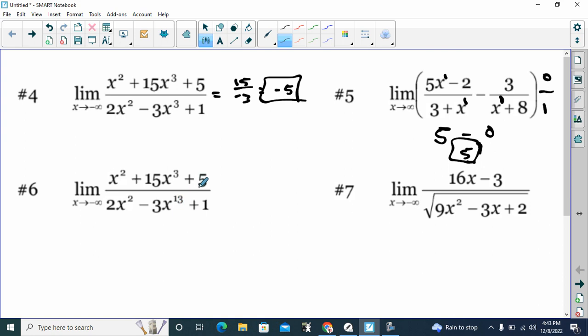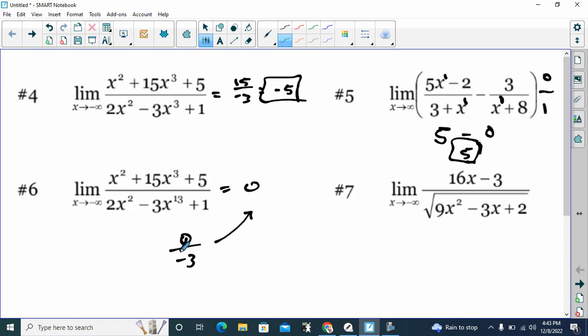This one over here, similar to the one we just talked about, the highest power on the top is 3 and on the bottom is 13. If it's bigger on the bottom, it goes to 0 as x goes to infinity or negative infinity. Or you could work through it and say the highest power of x is 13. So I have no x to the 13ths on the top, and I have -3 of them on the bottom. Also gives me 0.